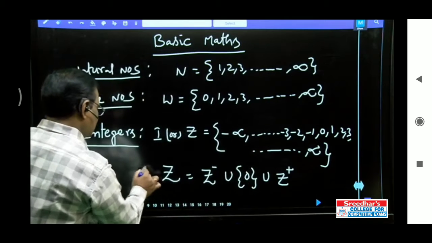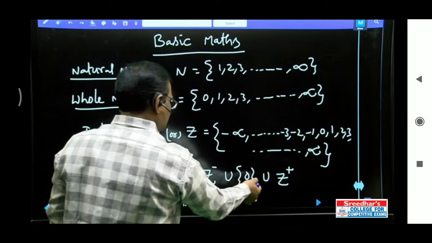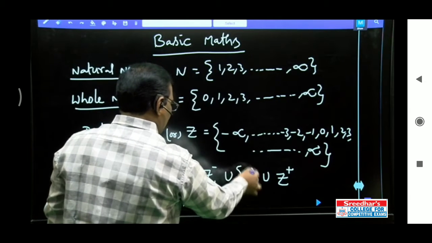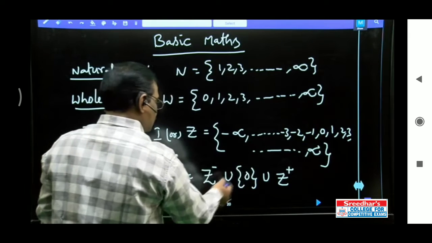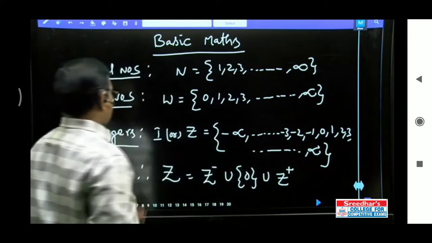Hence, Z can be written as Z minus union singleton 0 union Z plus. A set which consists of only one element is called a singleton set. This is the set of integers.